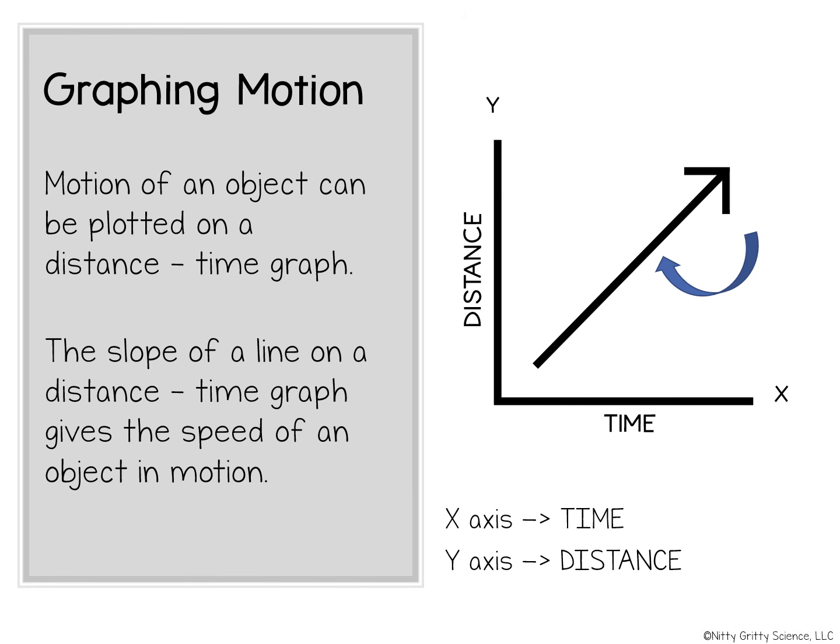Therefore, if the line on the distance-time graph is horizontal, then it has zero slope. This represents an object at rest.